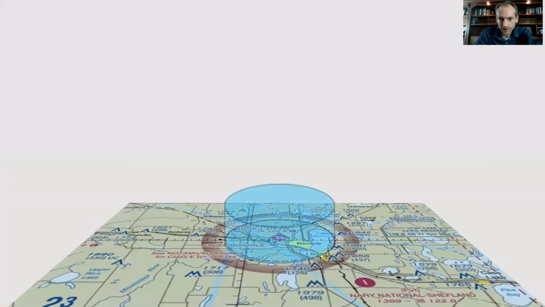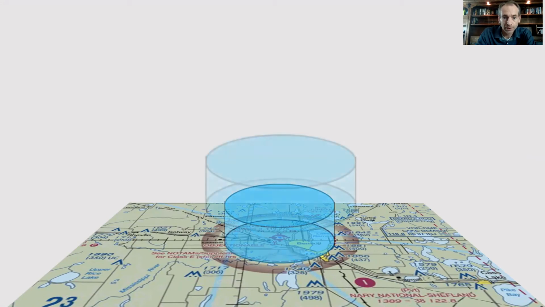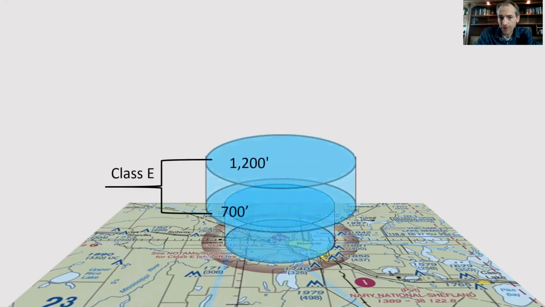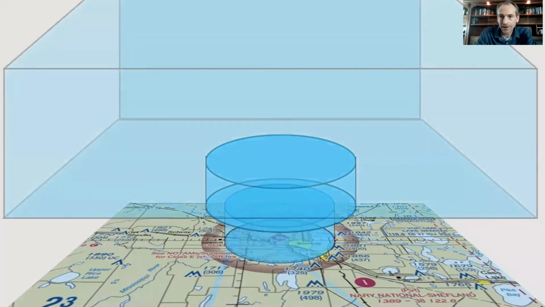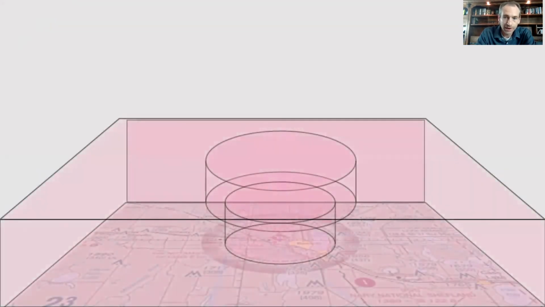So let's build the airspace here for Class E. Surface to 700 feet, Class E around the airport. And then 700 to 1,200 foot AGL, you'll have another ring of Class E. And then everything above that 1,200 foot mark is going to be Class E, and that's going to go up to, but not including, 18,000 foot MSL. And then everything outside of that Class E airspace is going to be Class G.